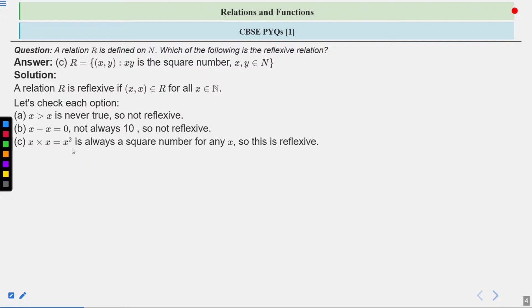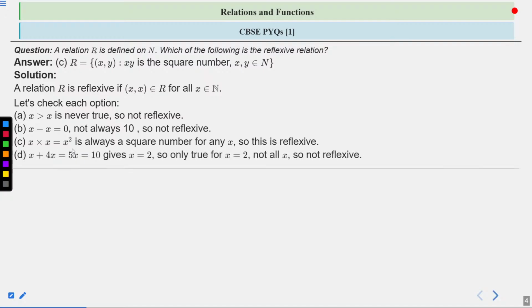Let's also discuss option D. D was x plus 4y is equal to 10. So x plus 4x is equal to 5x, and 5x equal to 10 gives x equal to 2. So this is true only for x equal to 2, but not for all x belonging to the natural numbers. Therefore, option D is also not reflexive. Overall, we can conclude that option C is the reflexive relation.